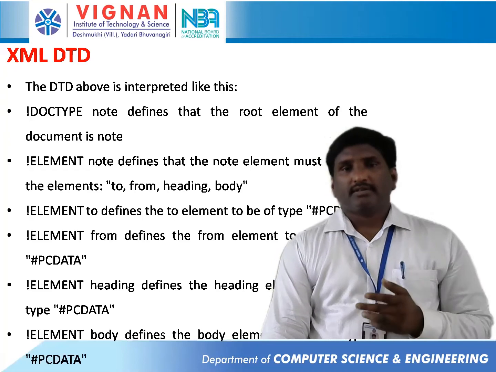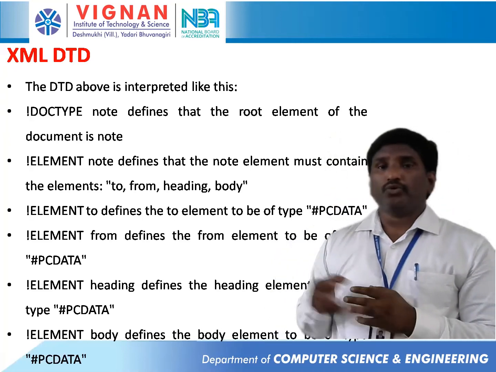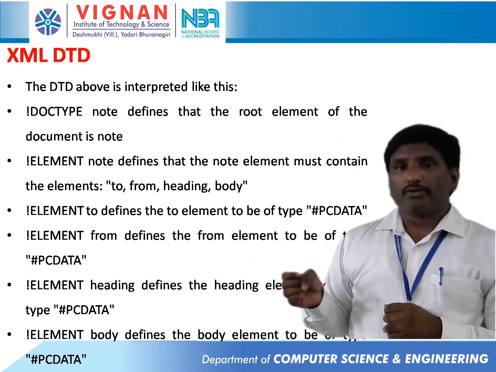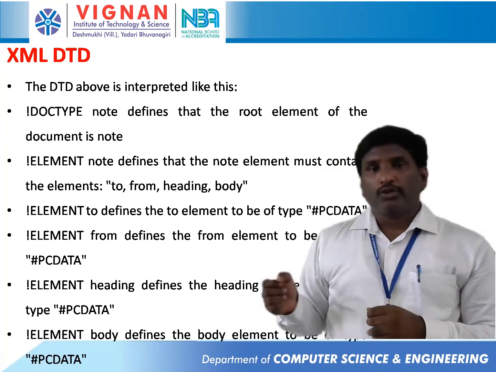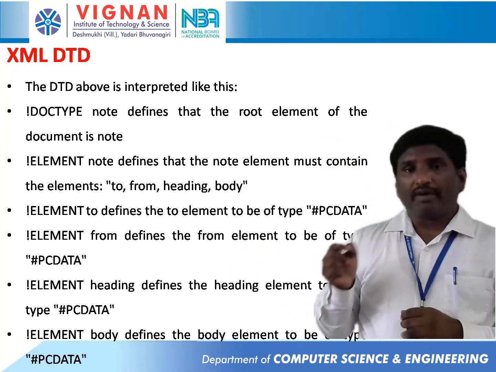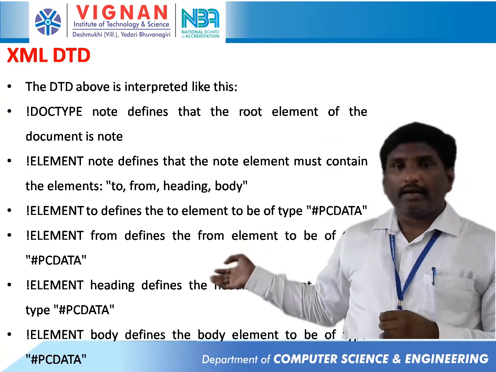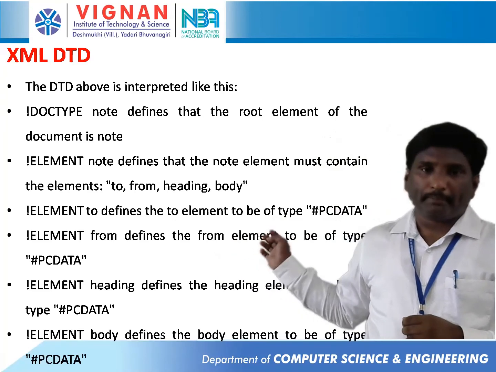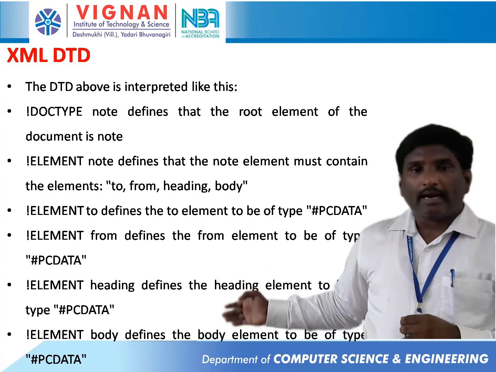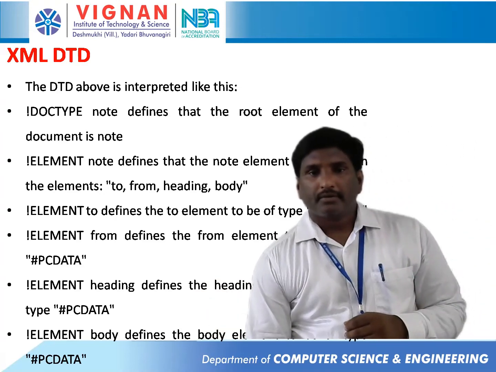So what we discussed is interpreted like this. The DOCTYPE node defines the root element of the document. The ELEMENT node defines that the node element must contain the elements to, from, heading, and body. The ELEMENT keyword defines the to element to be of type PCDATA, from to be of type PCDATA, heading to be of type PCDATA, and body should be considered PCDATA. Okay.